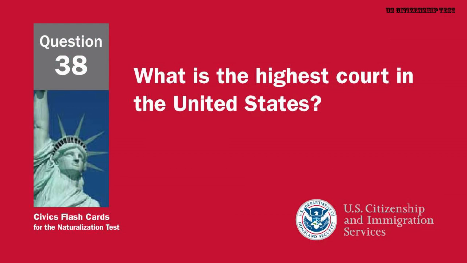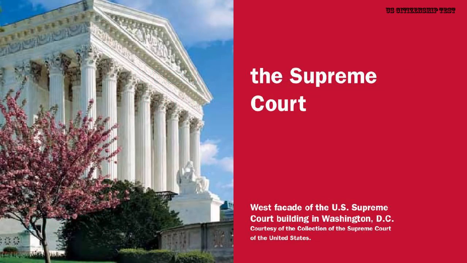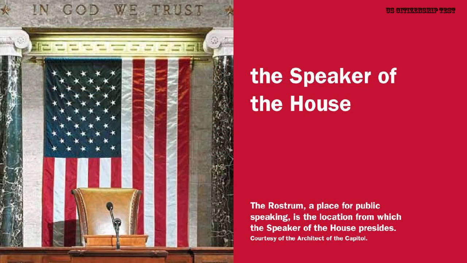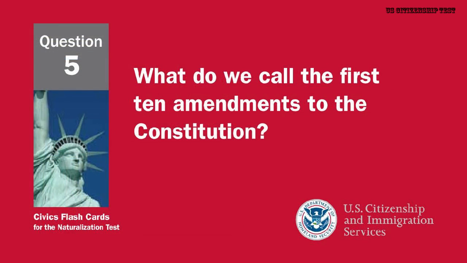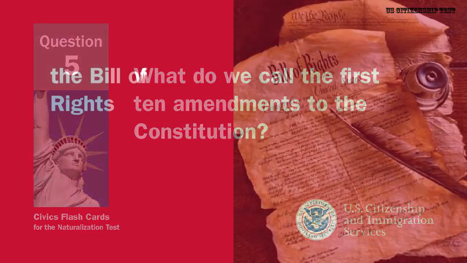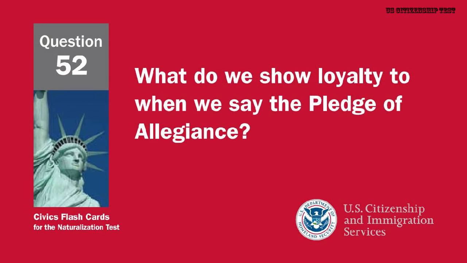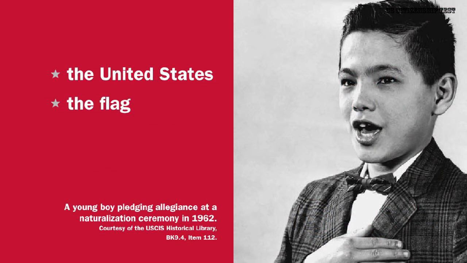What is the highest court in the United States? The Supreme Court. If both the President and the Vice President can no longer serve, who becomes President? The Speaker of the House. What do we call the first 10 amendments to the Constitution? The Bill of Rights. What do we show loyalty to when we say the Pledge of Allegiance? The United States. The flag.